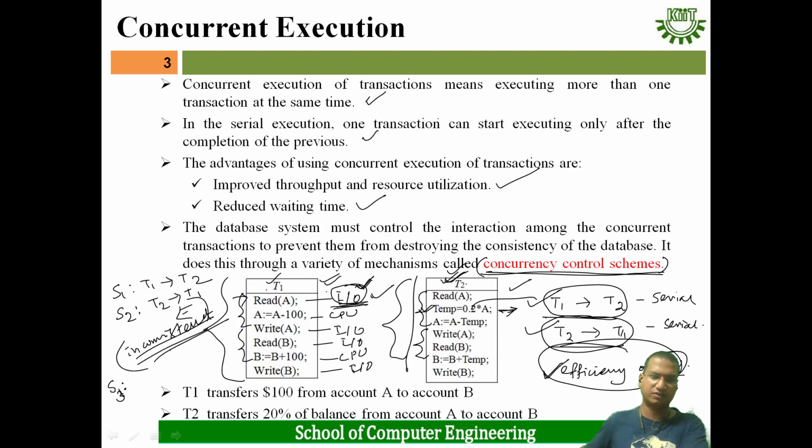Suppose S3 is a schedule with R1(A), read A. Suppose first the read instruction of A of transaction T1 is executed, then the read instruction R2(A) of transaction T2 gets executed, meaning the read operation of A of transaction 2. Then we can say write of A, W1(A), then W2(A). In this way we can write it. This is the chronological order in which each instruction of various transactions gets executed. That is known as a schedule.